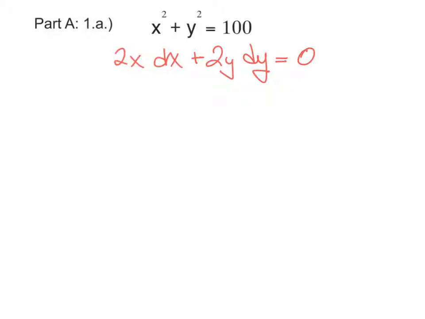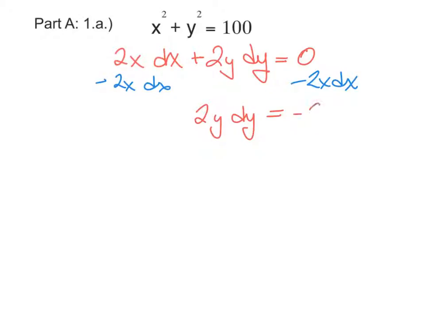Now we just perform some algebra to rearrange this so that it says dy over dx. So what I'm going to do is subtract this entire term from both sides. That'll give me 2y dy is equal to negative 2x dx. Then, since we're multiplying in both of these places, I'm going to divide. I want to get the dx onto the left side, so I'm going to divide both sides by dx to get this one to cancel.